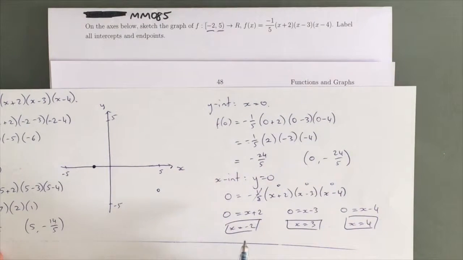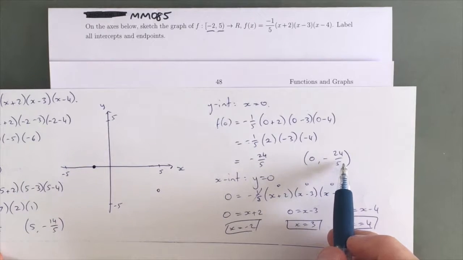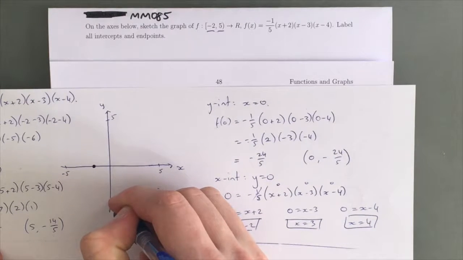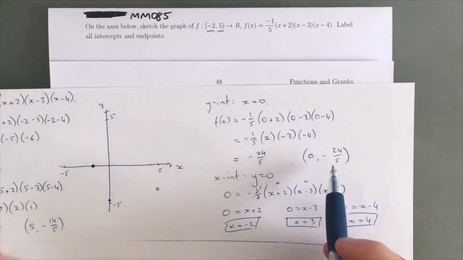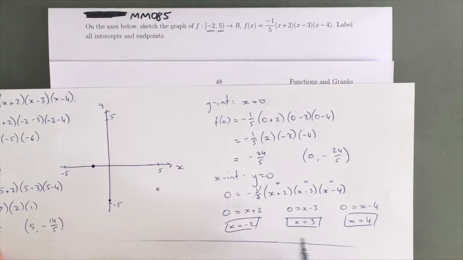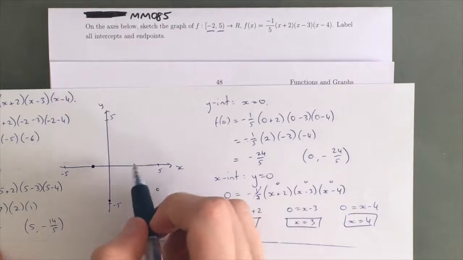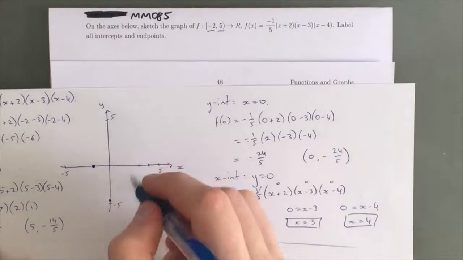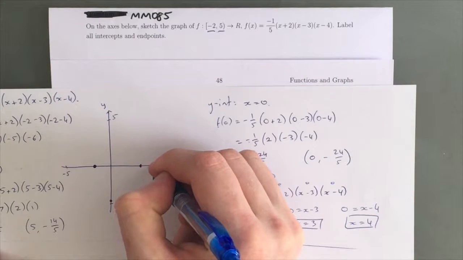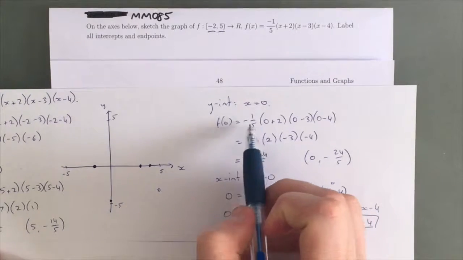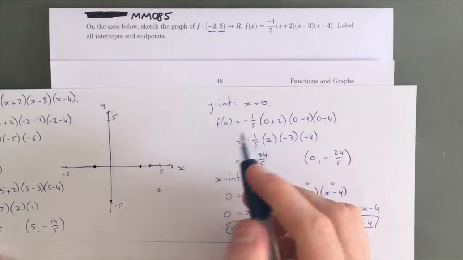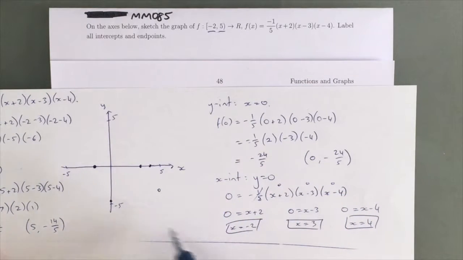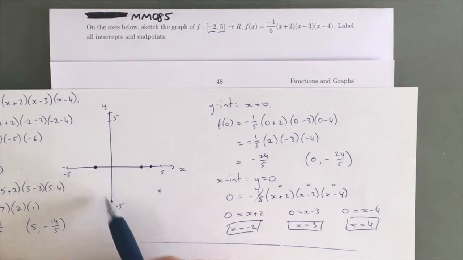We already know there's an x-intercept at negative 2 because that was our endpoint. We know our y-intercept is at negative 24 on 5, which is about here. Our x-intercept is at 3, and our x-intercept is at 4 as well. So let's call 3 here and 4 here. Cool, so we've got an intercept here, an intercept here, and an endpoint here. Because there's a negative coefficient of x cubed out the front, the cubic looks something like that and goes sort of downwards. Now that we've got all of our intercepts and endpoints, we can start drawing it.